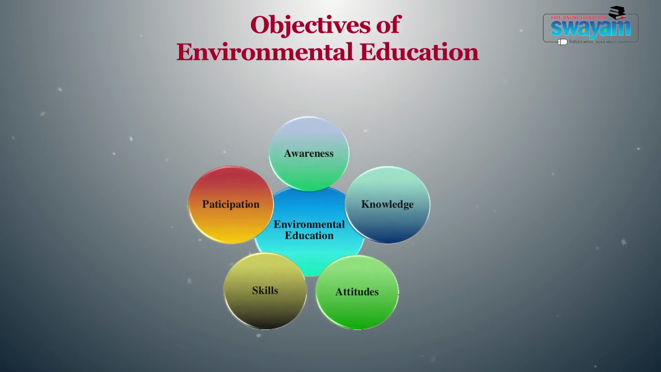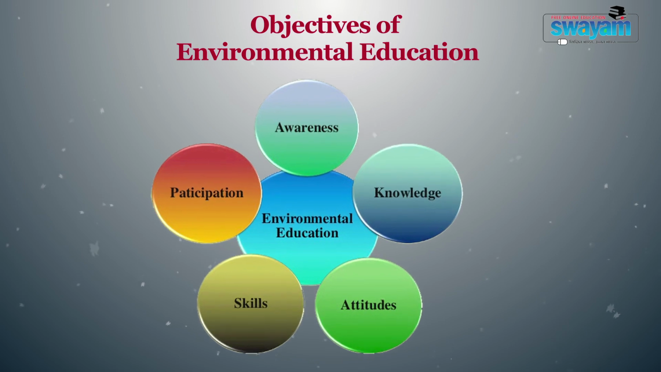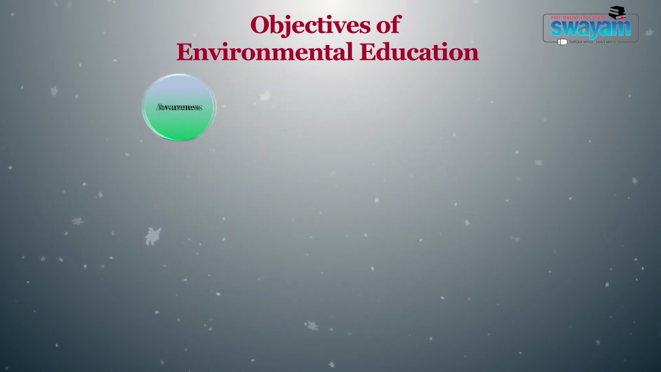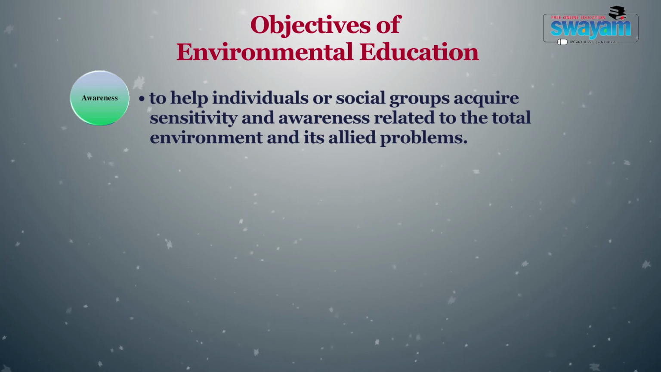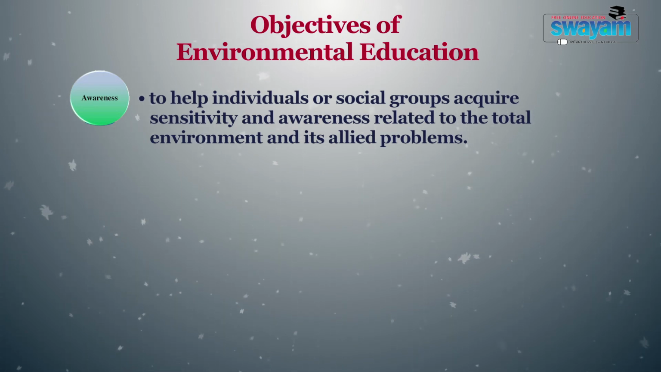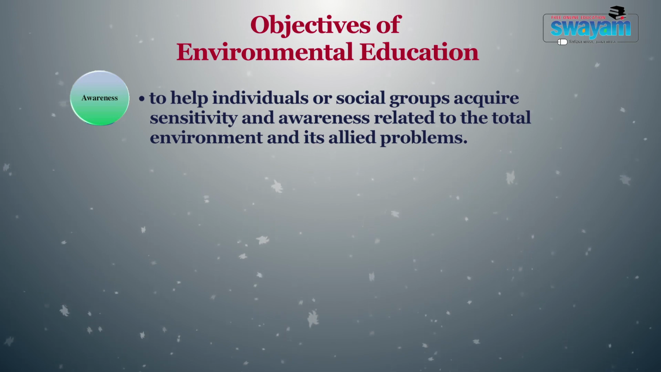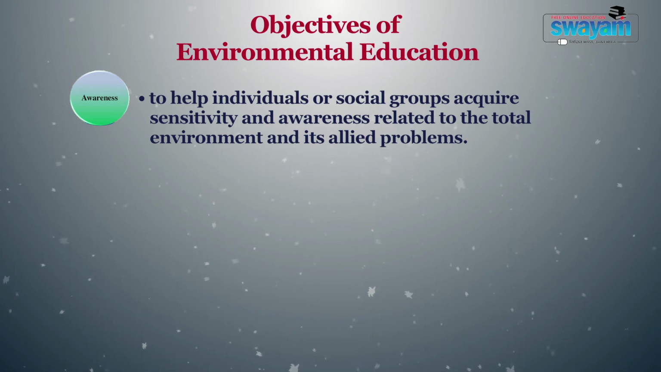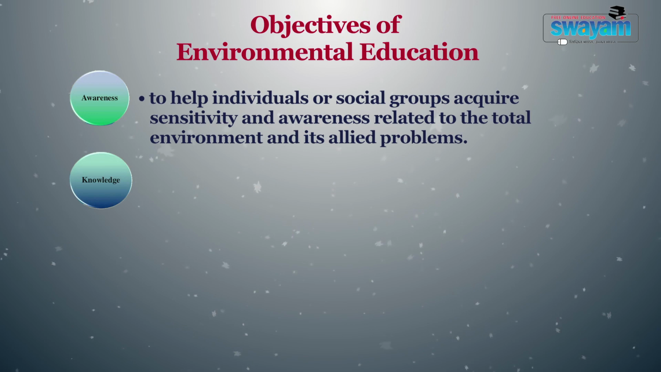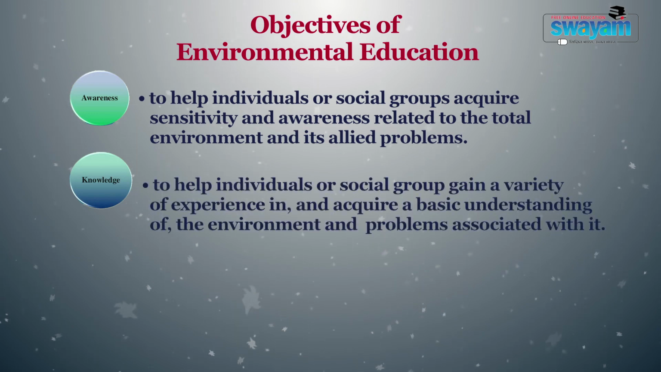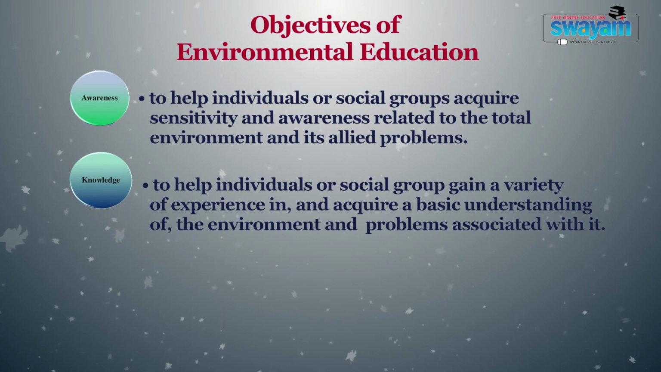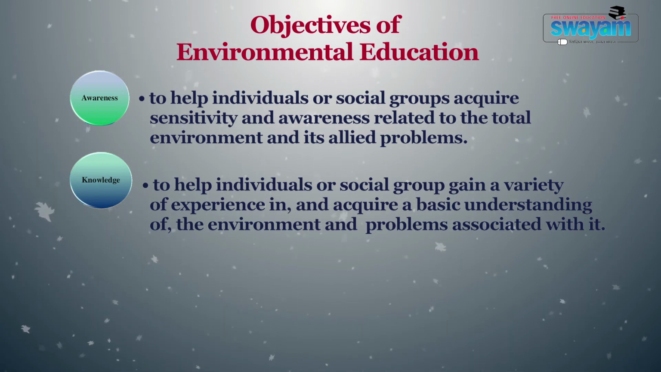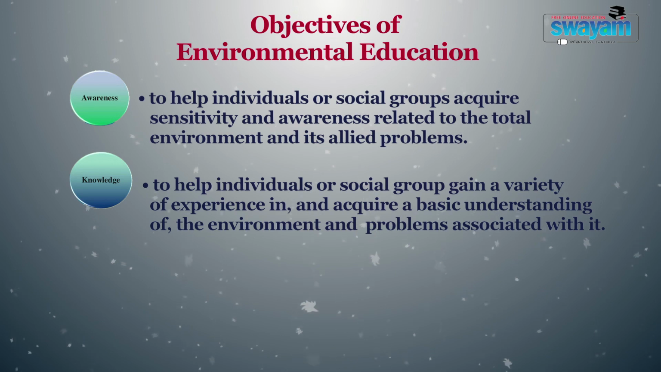Now, coming to the objectives laid down by this declaration, the first and foremost is awareness. Awareness should help individuals or social groups acquire sensitivity and awareness related to the total environment and its allied problems. Number 2, knowledge: to help individuals or social groups gain a variety of experience in, and acquire a basic understanding of, the environment and problems associated with it.